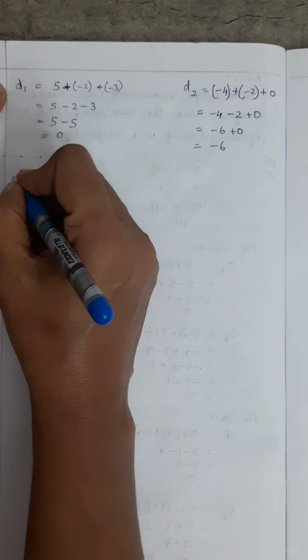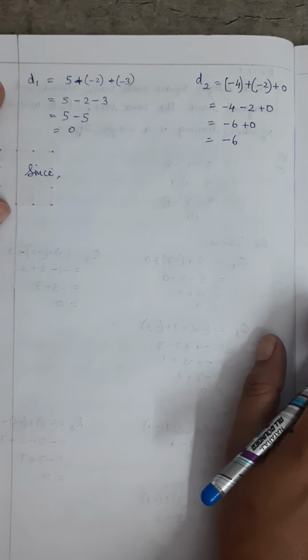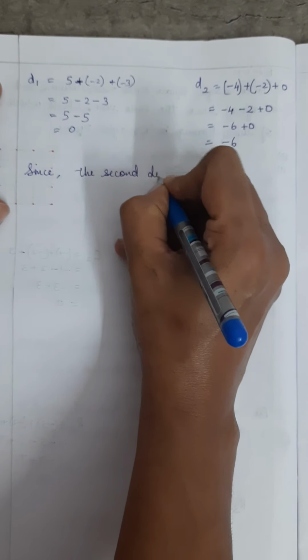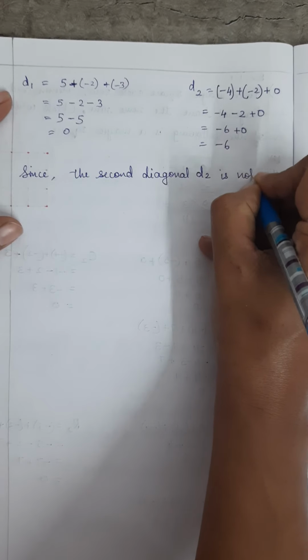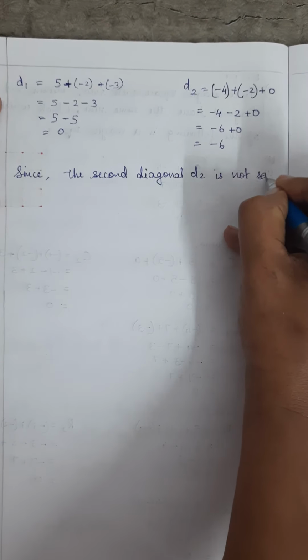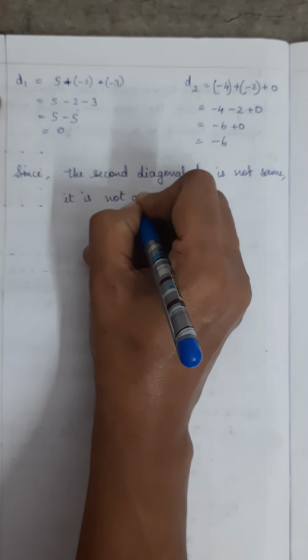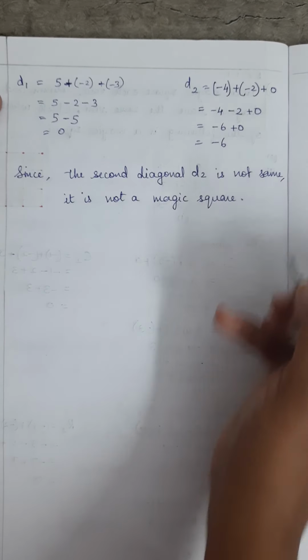So how can you write this? Since the second diagonal D2 is not same, it is not a magic square, okay. So this is the answer.